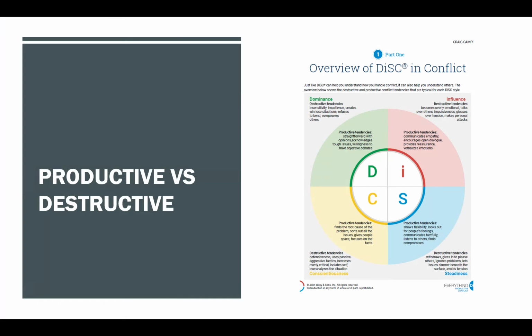So these are really good traits. The productive traits are they communicate empathy really well, they encourage dialogue, they want to reassure people, and they're quite verbal with their emotions, letting people know, we worry about how you're feeling, we care.